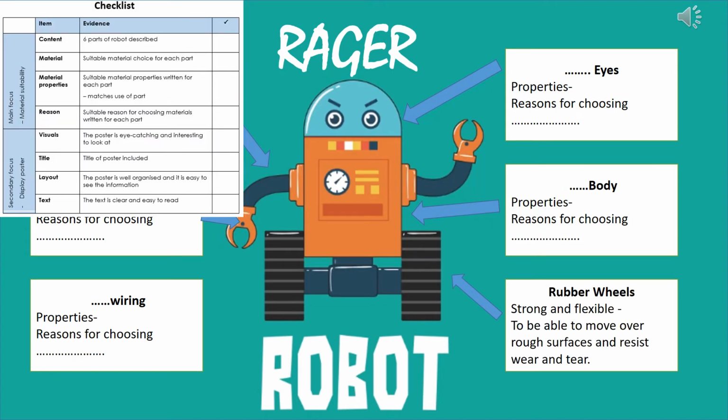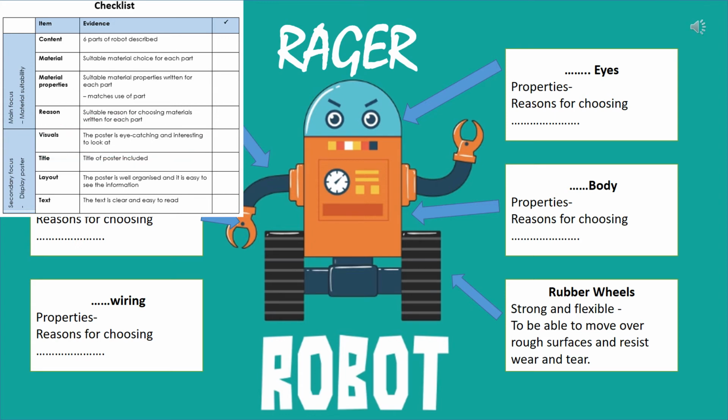Next, what we need to do is move down to the secondary focus, the display poster. This is also part of your mark, so it's also something you have to focus on. The first section is the visuals. You need to make sure the poster is eye-catching and interesting to look at. I've done that by using nice strong colors that complement each other. My robot is drawn really nicely and big in the middle, and it's nicely colored. I've used a nice big title as well to catch attention, and I've made the layout look really nice as well. So we need to make sure that it catches people's eyes and makes them continue and want to read by making it interesting to look at.